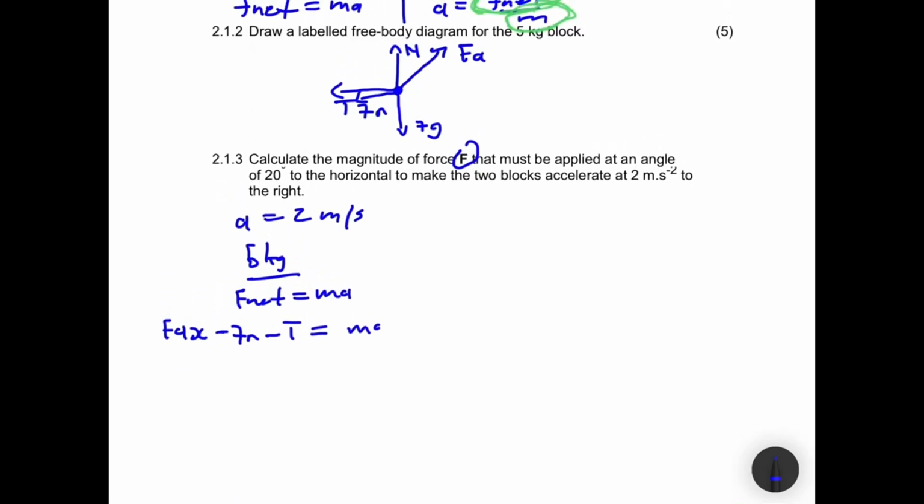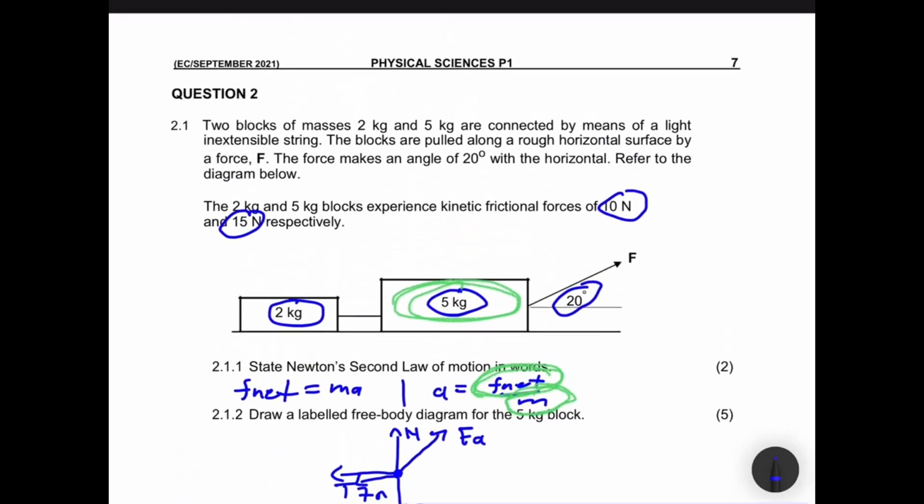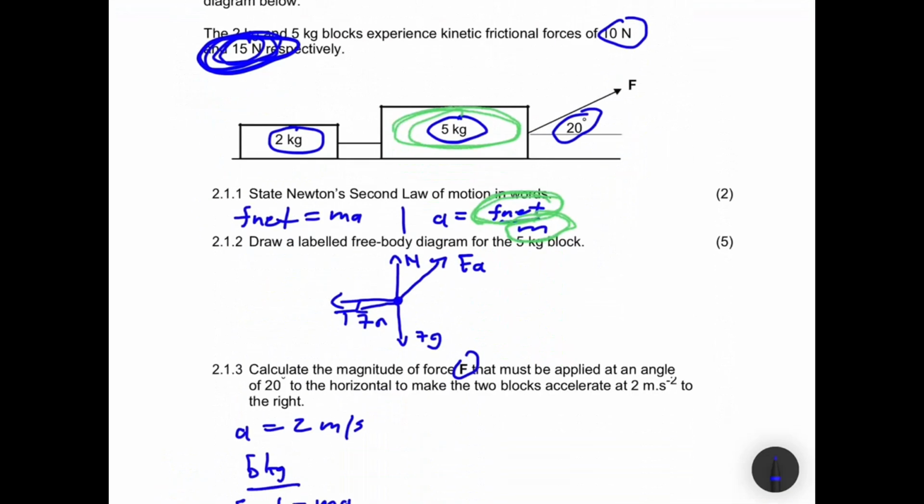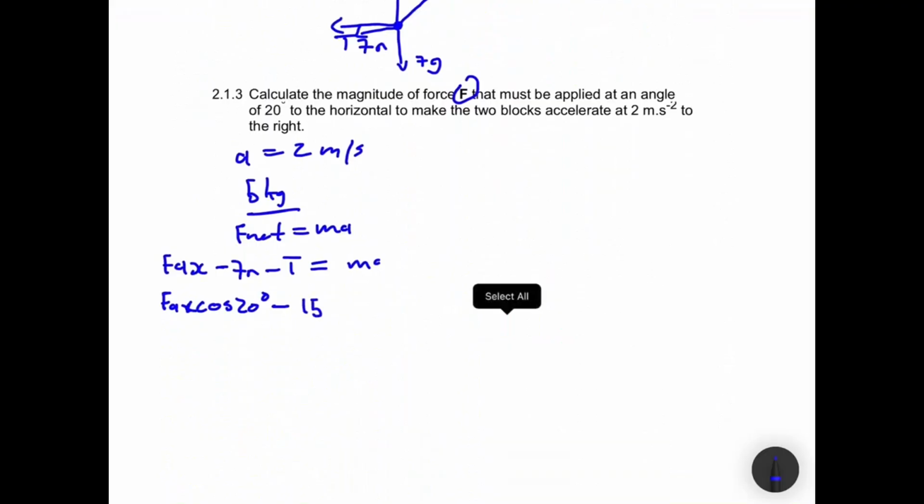So what is Fax? Fax will be the force applied multiplied by cos of 20 degrees. We know fully well that if you want to find the x component, you take cos of the angle, and if you want to find the y component, you take sine of the angle, assuming that you are on a flat surface, right? And then minus frictional force. The frictional force is said to be equal to 15 Newton, right? So minus 15 and then minus the tension. We don't know what the tension is, so we're just going to leave it like that for the moment. And then that is all equal to ma, right?